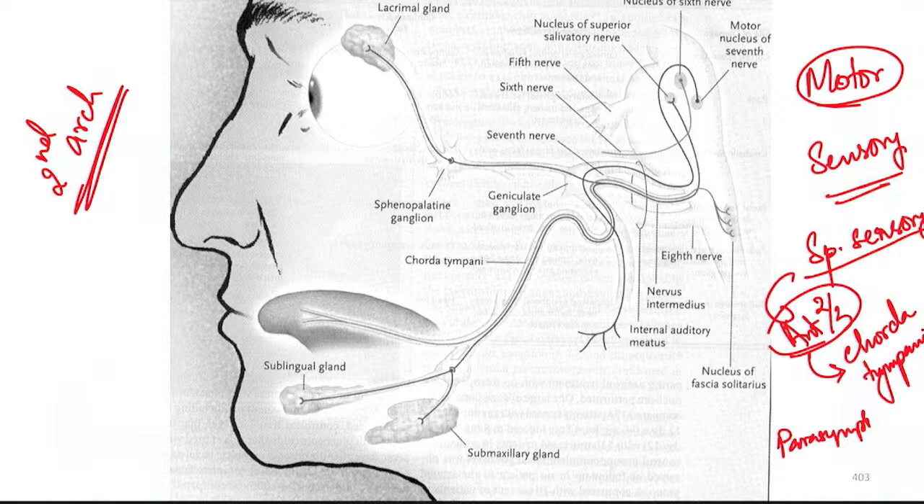After that only it gives off the motor roots. All these things are the other ones. It gives off the special sensory and the parasympathetic, that is, everything in parasympathetic and special sensory is within the intracranial root only.